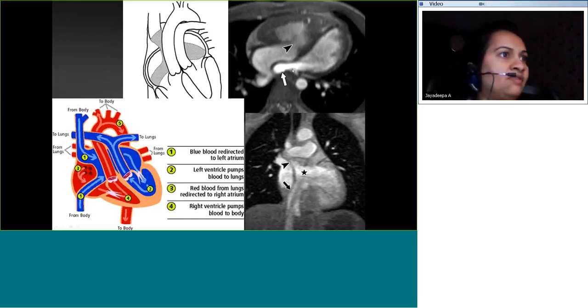So here the baffle placement is shown. The systemic flow from the SVC and the IVC is entering the baffle. This is the baffle placement and the blood in the baffle going on. So across the left atrium, it is going into the left ventricle.